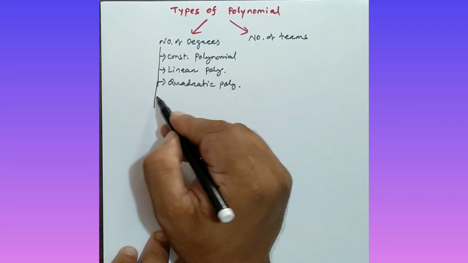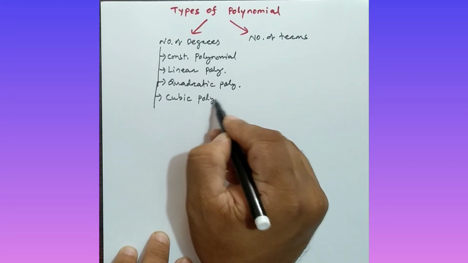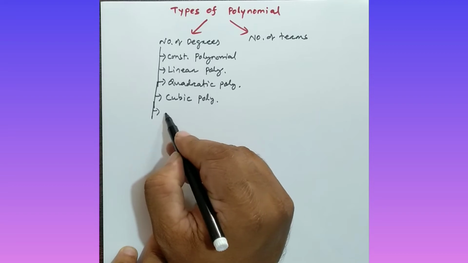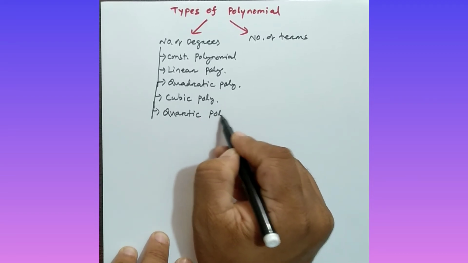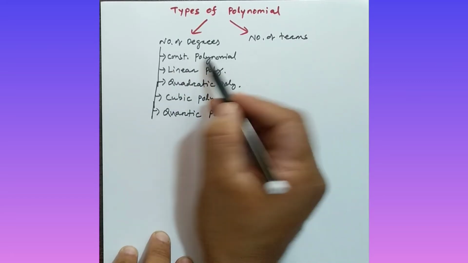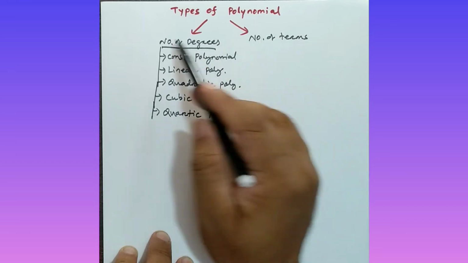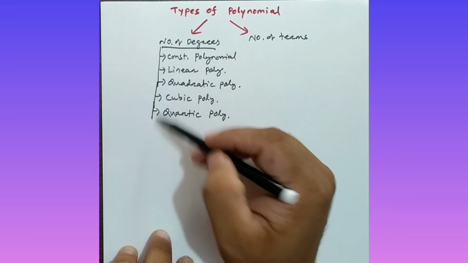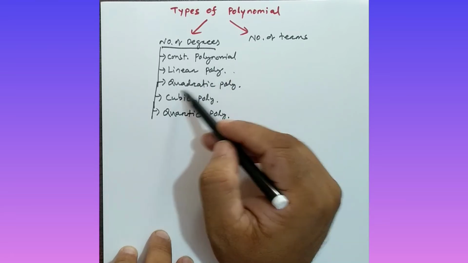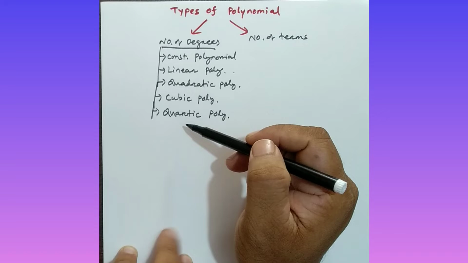Okay. Another is cubic polynomial. And another is quartic polynomial. So these are based on the number of degrees, right? The types of polynomial are further divided into 2 types, that is, based on number of degrees and based on number of terms. So based on number of degrees, these are constant polynomial, linear polynomial, quadratic polynomial, cubic polynomial, quartic polynomial. So one by one we'll discuss that, right?